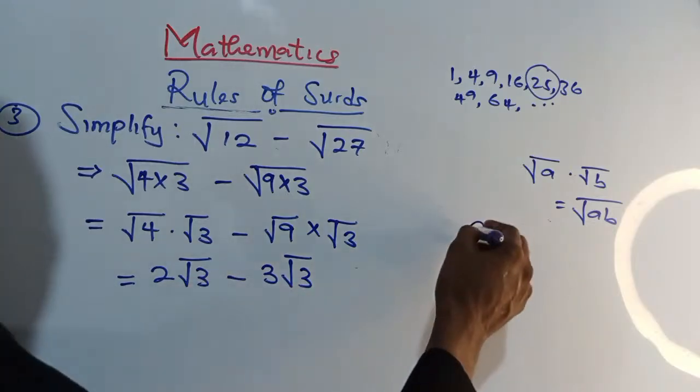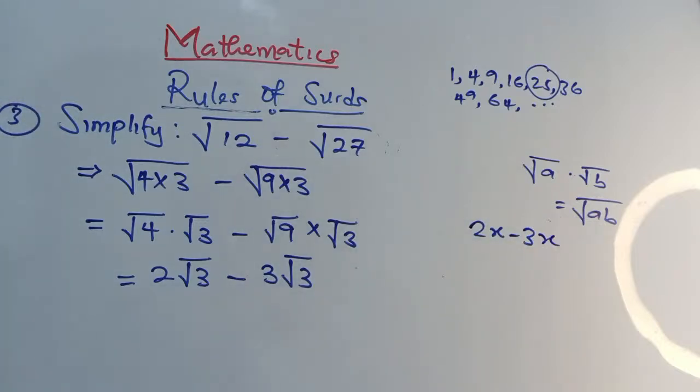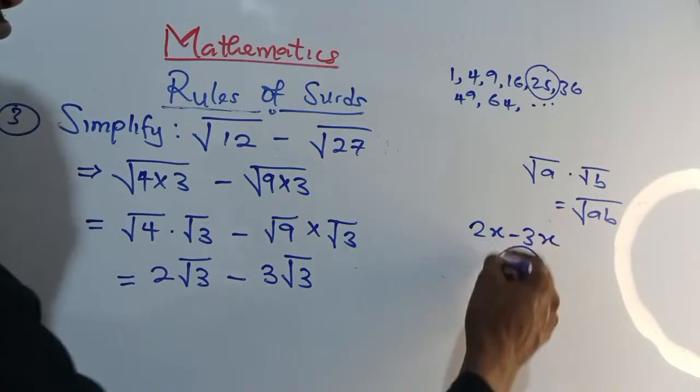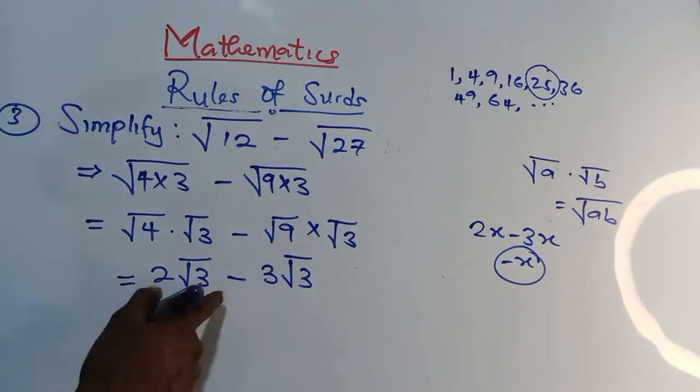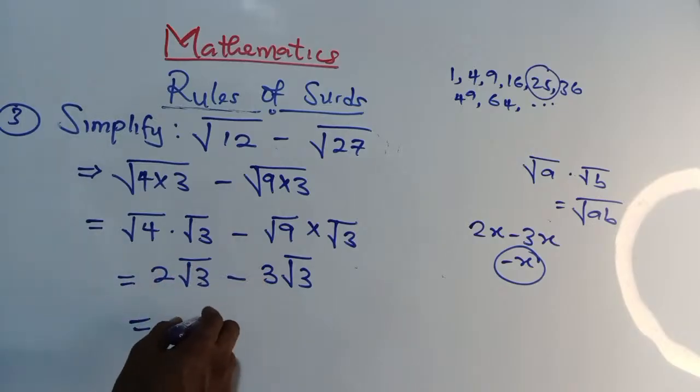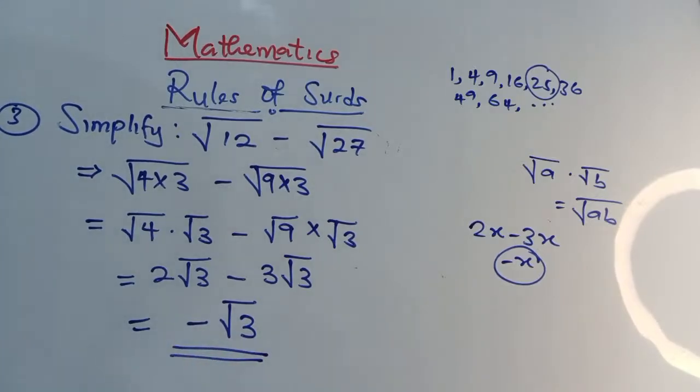If we have 2x minus 3x, what will it give us? This gives us minus x. 2x minus 3x will give us minus x, right? Because 2 minus 3 will give us minus 1. Okay, so now it means that 2 root 3 minus 3 root 3 will give us minus root 3. And that is our final answer.